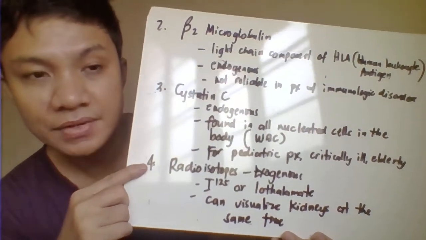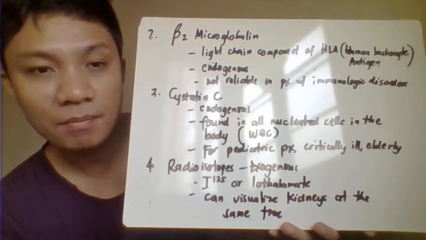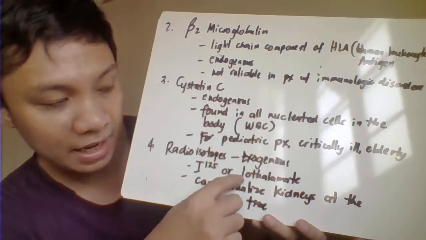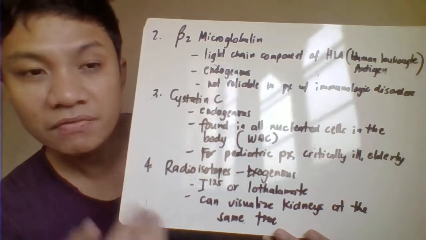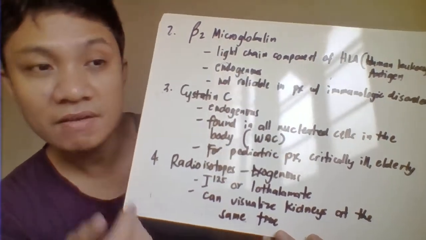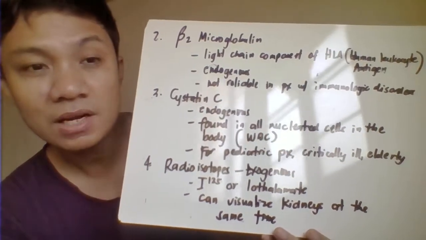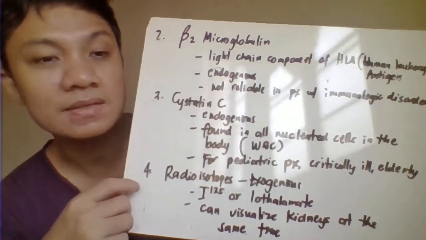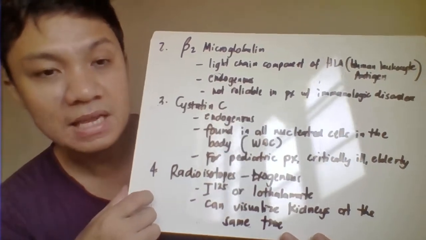And lastly, we have also your radioisotopes or radionucleotides in the form of iodine 125, also known as iothalamate. So this one is being infused to the patient because this one is a radionucleotide, and we try to monitor the radioactivity of that. So infuse mo lang siya, measure the radioactivity. We're able to visualize the 2 kidneys at the same time. Again, all this one are used for evaluation of your GFR.